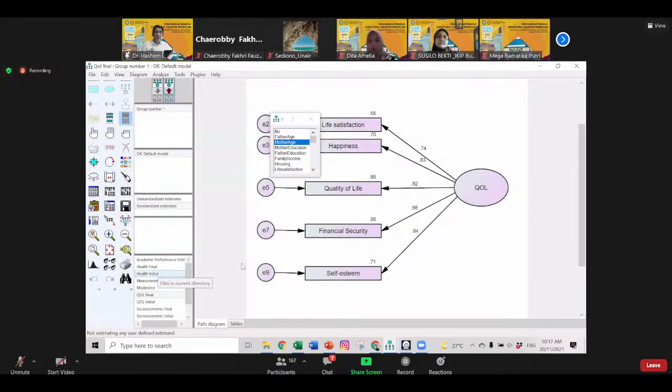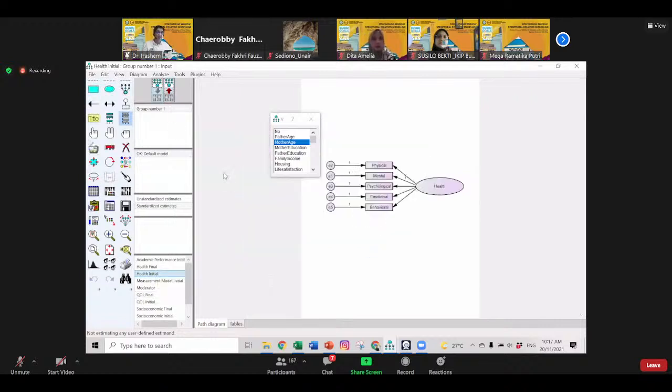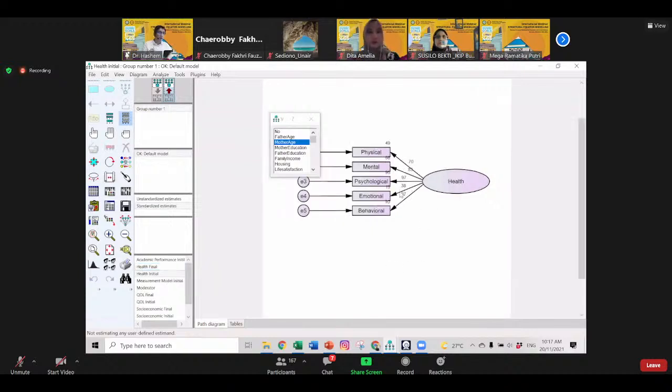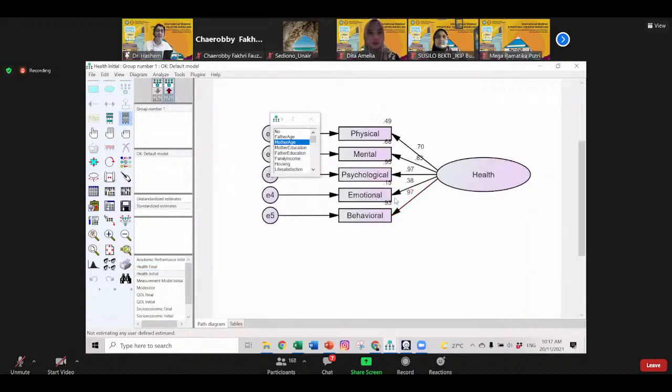Also for health, you can see the output here, and after that I eliminate, for example, emotional health from the rest of the data analysis. This is the main criteria. After that, for us, you can see all of them are higher than 0.5, so we keep them all, right? So this is the first part, the factor loading analysis or measurement.